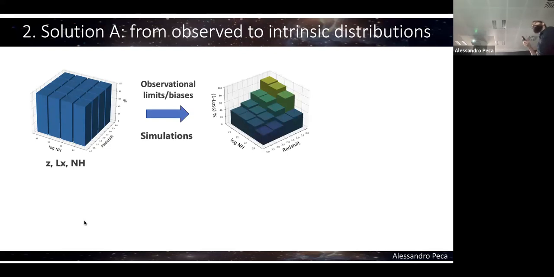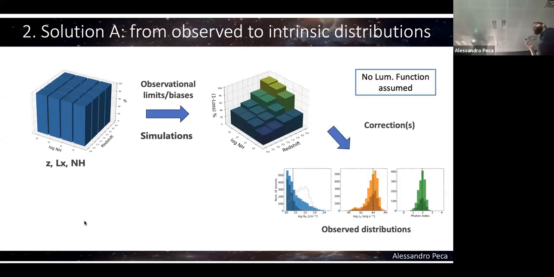So when you do that, what you get is something like this. This is a three-dimensional histogram that, as a function of physical parameters, gives you the percentage of sources that you get in Stripe T2X. Meaning that 1 minus D is the percentage of sources that you are losing in Stripe T2X. So these are percentages, and you can apply them as corrections to our observed distributions without assuming any luminosity function.